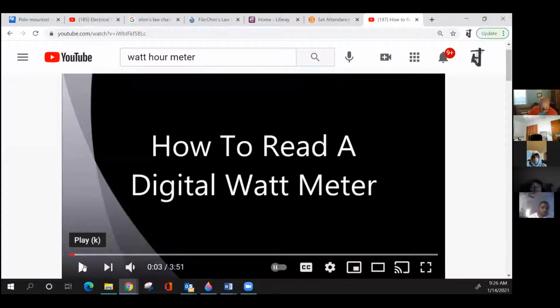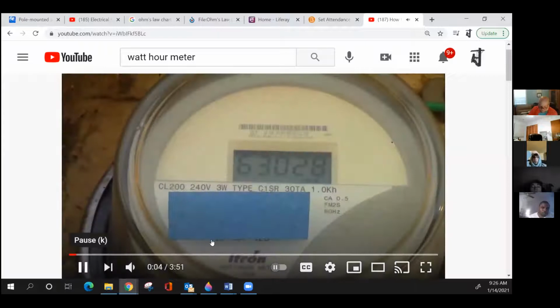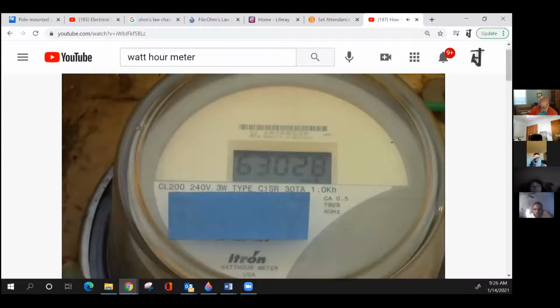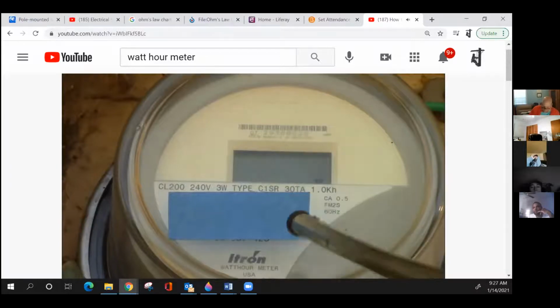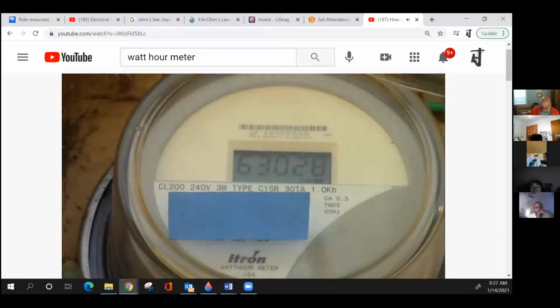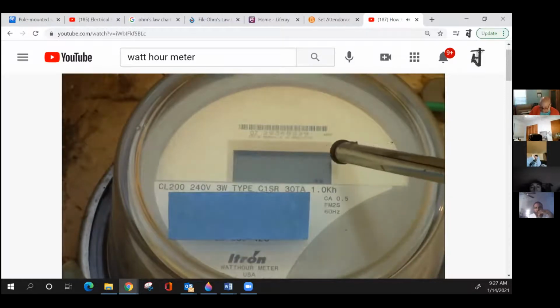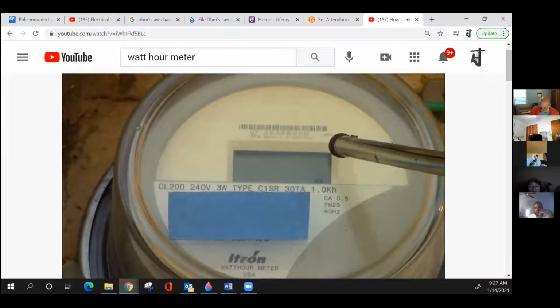It's about 4 minutes. Good afternoon, YouTube. I just wanted to make this little video to show how to read one of these digital meters. This is not a smart meter per se. They're actually going to upgrade our service here in the next year, I think, to actual smart meters. But this one was put in probably 10 years ago. It's a digital meter versus the old analog. So it's an Itron CL200. Your number up here is your kilowatt hours.